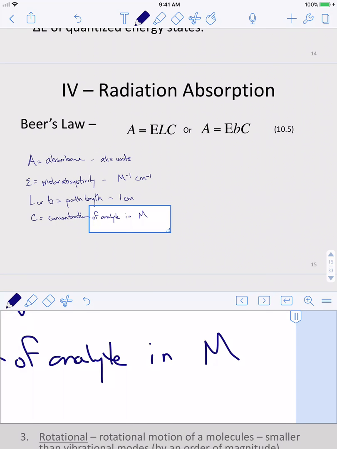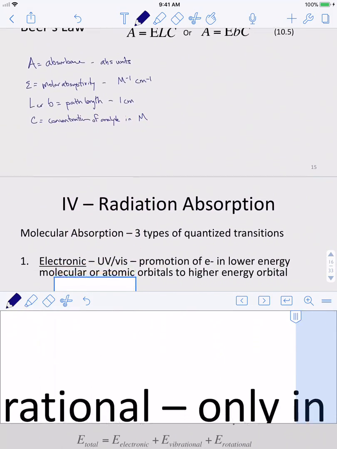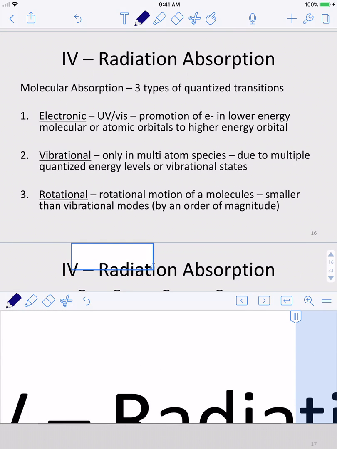All right, so if we look specifically at molecular absorption, we're going to just focus on molecules absorbing light. We can have three different kinds of quantized transitions. The first one we talk about is electronic, and this is for UV-vis. We're going to promote electrons from lower energy states of a molecule, or atomic orbitals for atoms, to higher energy orbitals. So we're exciting electrons from maybe a pi to a pi star or an n to a pi star. It's typical for molecules. Then we can have a second type, which is vibrational.